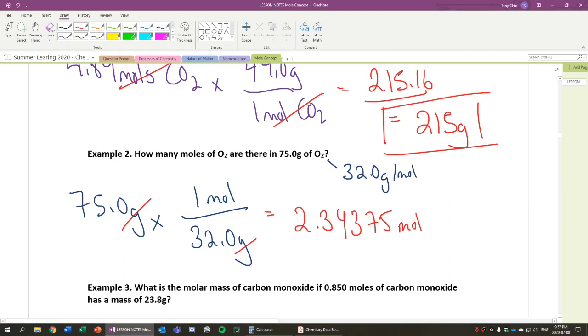But this is not the correct answer yet because there are too many digits. I've got to round to the correct number of sig figs. In this case, this is 3 sig figs, so I should round to 3 sig figs because my conversion factors actually have an infinite amount of sig figs. This could be written as 1.000 repeating, and this could be written as 32.000 repeating because they're precise. They're accurate beyond that. So what we're left with is 3 sig figs, so this should round to 2.34 moles.